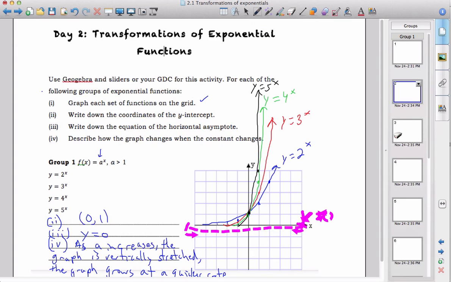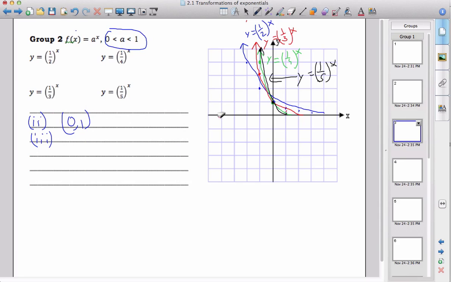And write down the equation of the horizontal asymptote. Again, it's the x-axis, it's the horizontal asymptote. So that's y equals 0. And the fourth question, how does changing this value change the function?